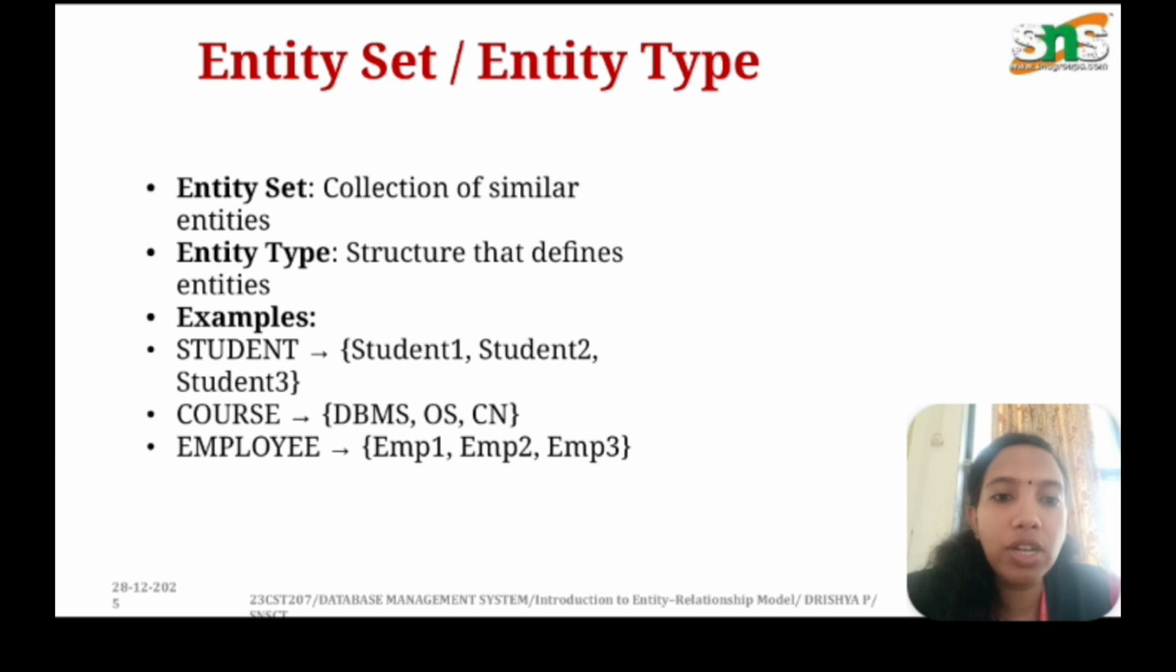Next is the entity set or entity type. The entity set is a collection of similar entities. The entity type is the structure that defines entities. For example, student is the entity, and the student set contains student 1, student 2, student 3. Then course is the next entity, such as DBMS, COS, or next is employee: employee 1, employee 2, employee 3.